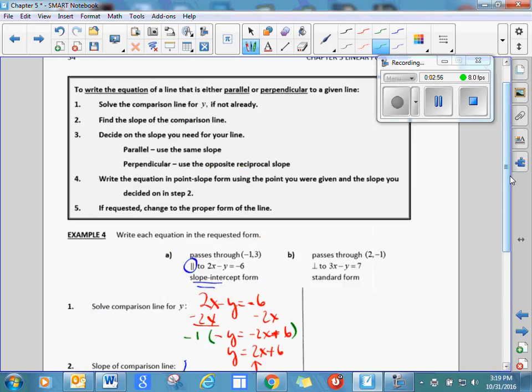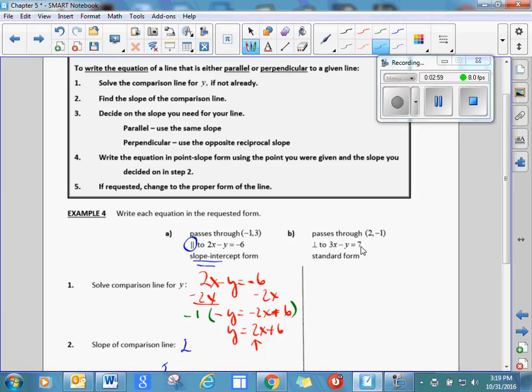Let's look at example B. Again, they give us a comparison line, and they want us to put our final answer, this time, in standard form. So actually, I think we're going to go from slope-intercept to standard. This may just take another step or two. So solve the comparison line for y. So I've got 3x minus y equals 7. Subtract 3x from both sides. Minus y equals minus 3x plus 7. Again, multiply through by negative 1 to get the y positive. And we end up with positive y equals positive 3x minus 7.